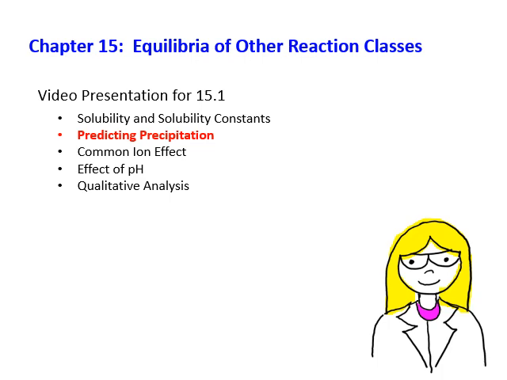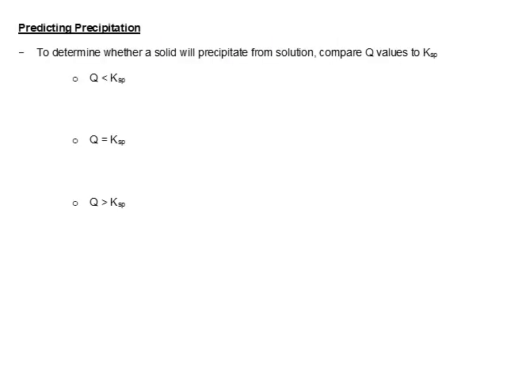This PowerPoint presentation covers the topic of predicting precipitation from section 15.1 of our textbook. Predicting whether a solid will precipitate from solution depends on knowing whether the concentrations of ions in solution will exceed their maximum allowed solubility values. This essentially means comparing the Q value to the KSP value.